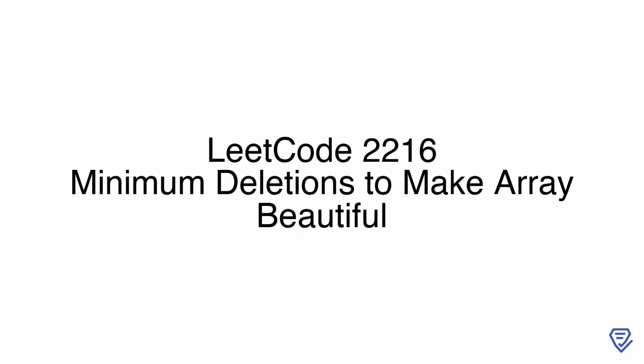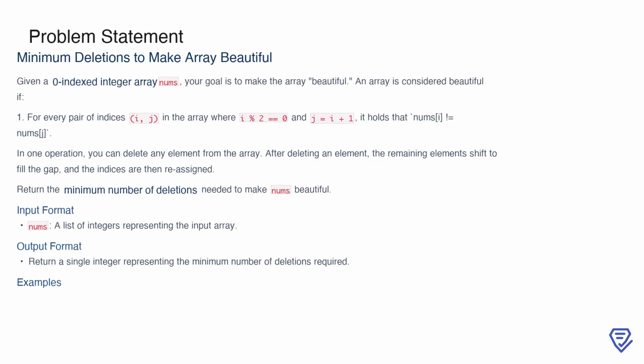Let's get started. In this problem, you are given a zero-indexed integer array called nums, and your goal is to make this array beautiful. An array is considered beautiful if, for every pair of indices i and j in the array, where i is even and j is the next consecutive index, the values at those indices are not equal. In other words, for any even index i, the value at nums[i] cannot be the same as the value at nums[i + 1].